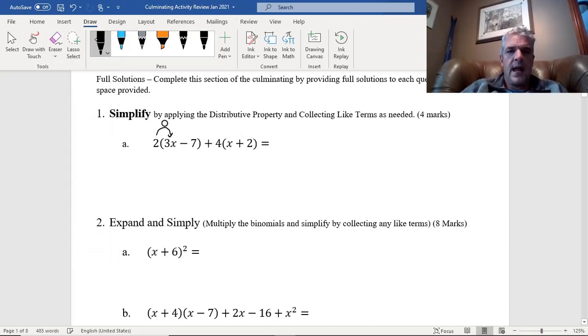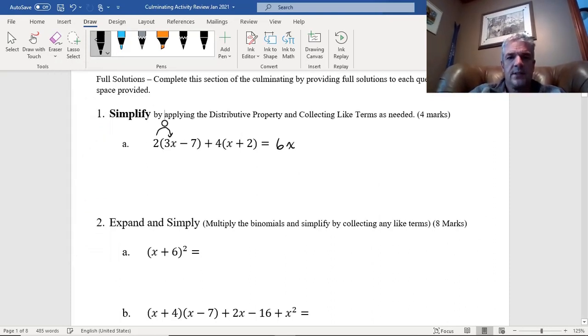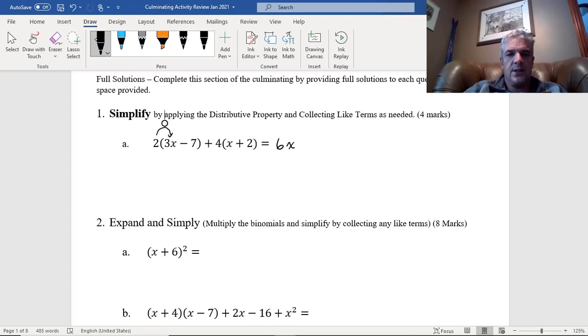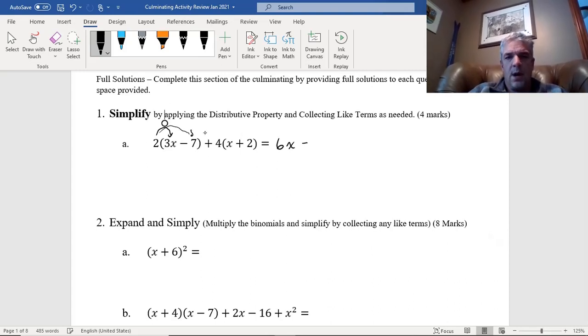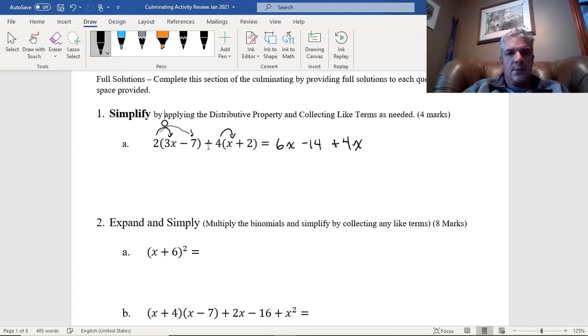2 times 3x would be 6x. 2 times 3 is 6, and then there's just an x. And then 2 times minus 7 would be minus 14. And then we can do the same for this one. 4 times x would be plus 4x. It's positive because that's positive there. And then 4 times the 2 would be plus 8.